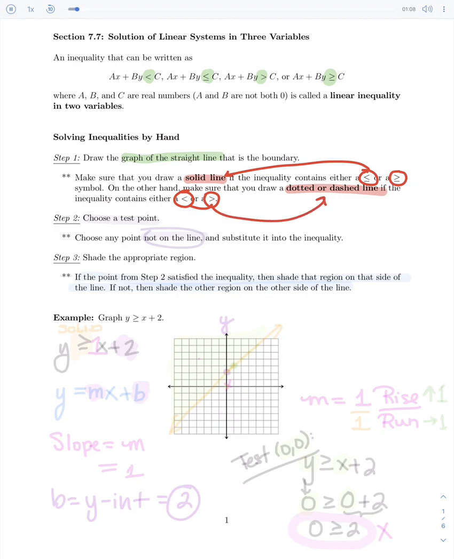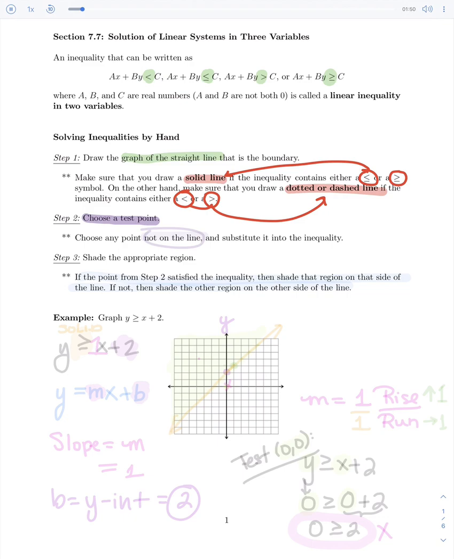dashed line. Now, besides drawing a solid or a dashed line, you also have to shade one side of your graph. Again, I say line because that's what we're going to start out with, but we have to also shade one side of your graph. How do you figure out which side to shade? You choose a test point and you see if it works. If that point works, you're going to shade that side of the line. If the point doesn't work, then you're going to shade the other side of the graph that the point is not on.